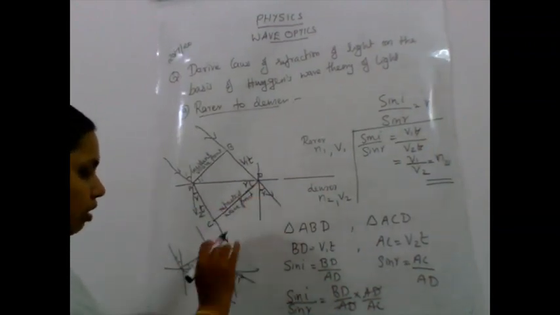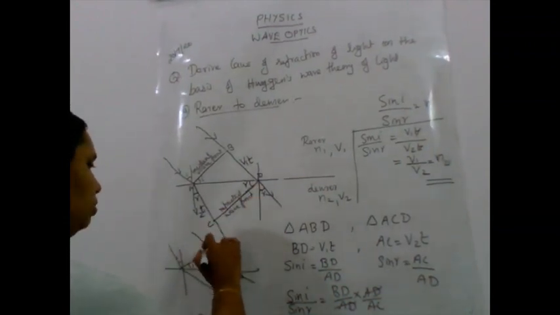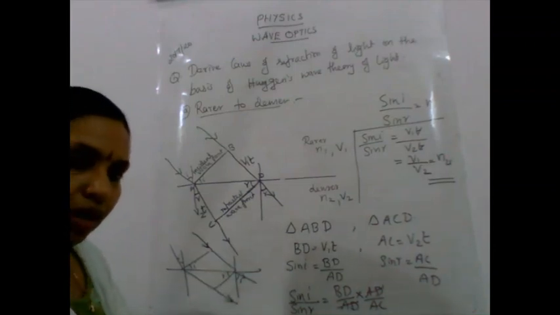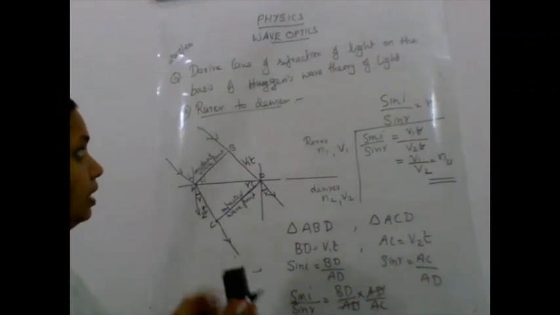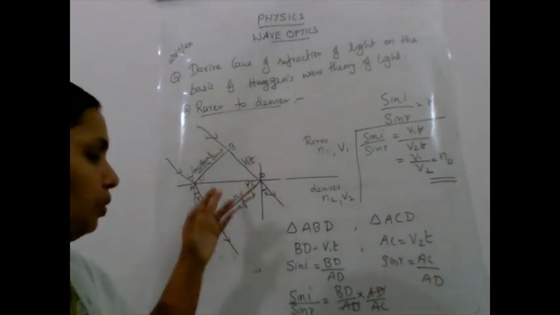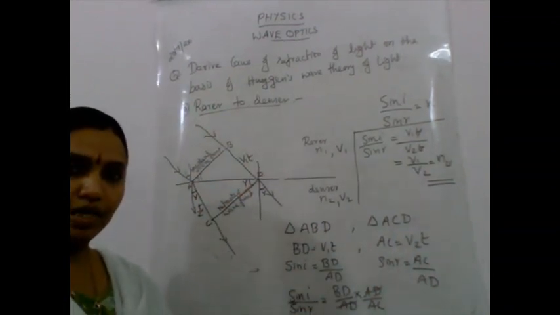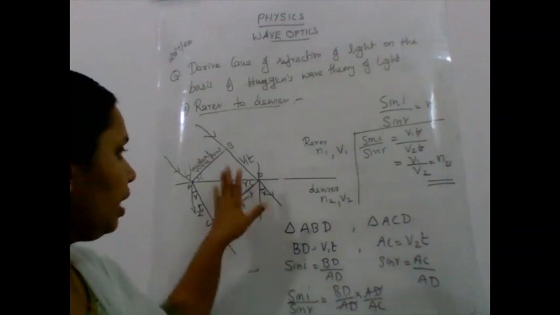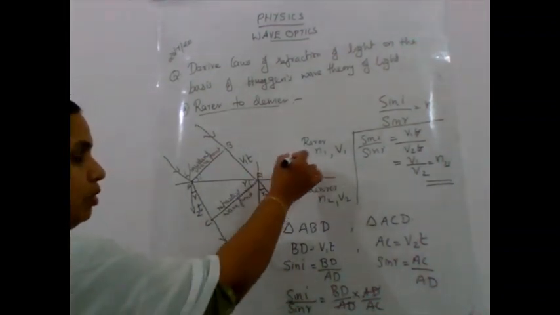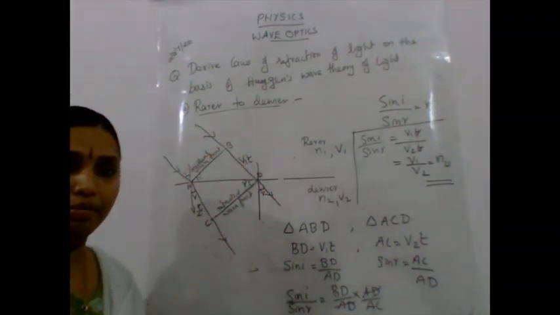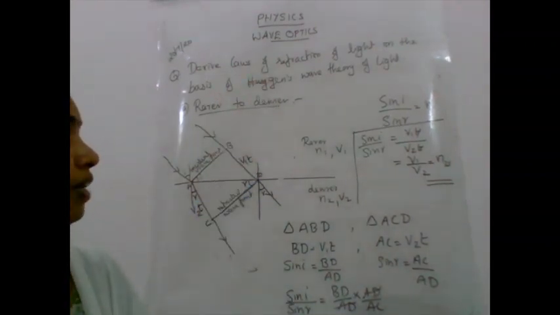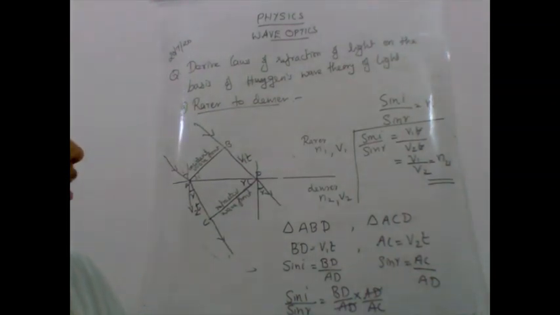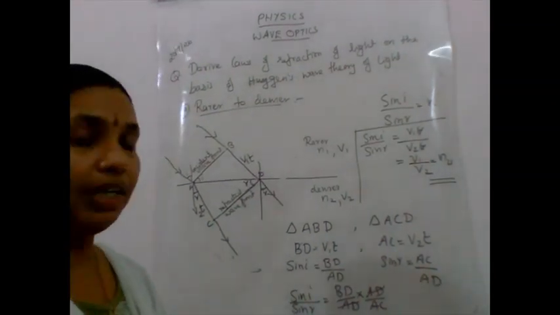So that you do as your work assignment. Next one, B, is denser to rarer. Draw the diagram and all the steps are the same. Everything will come the same. Here the velocity is V1, here the velocity will be V2. So that is your homework question: derive the law of refraction of light on the basis of Huygens wave theory when a ray of light goes from denser to rarer medium.